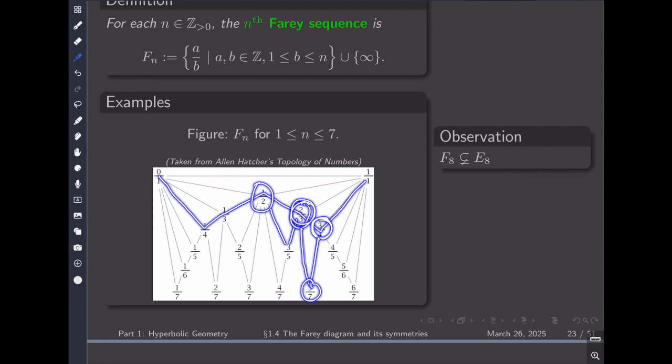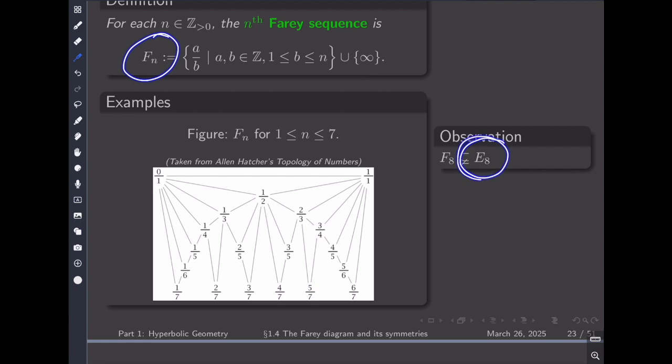So this means that the nth Farey sequence is not equal to the nth recursive step in the definition of the Farey diagram. Actually, what seems to be happening is that the nth Farey sequence is contained in the nth recursive step of the Farey diagram. That seems to be what is going on. It is indeed, but it does require some proof.